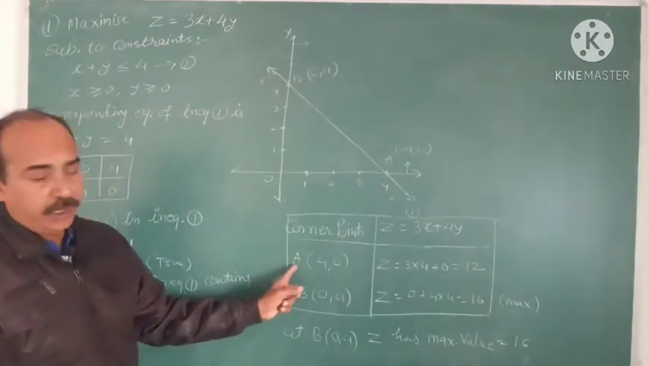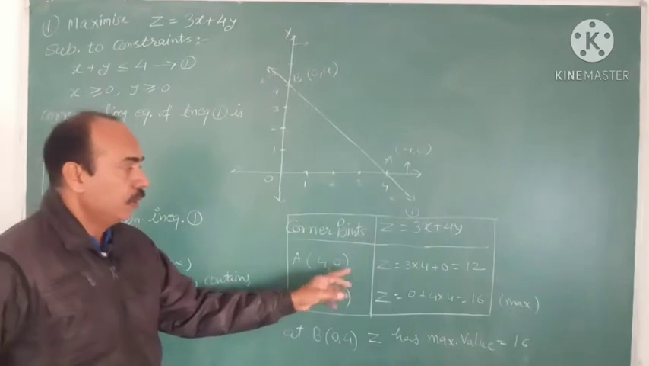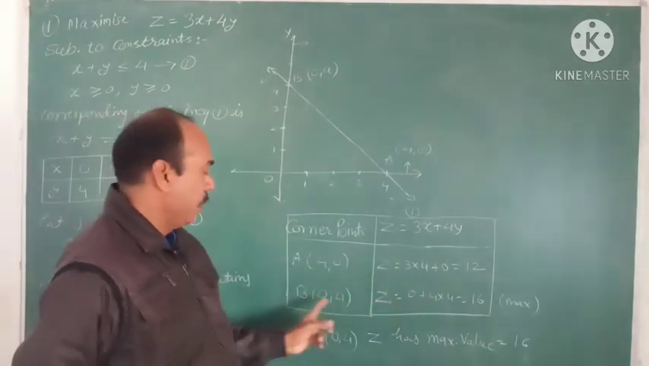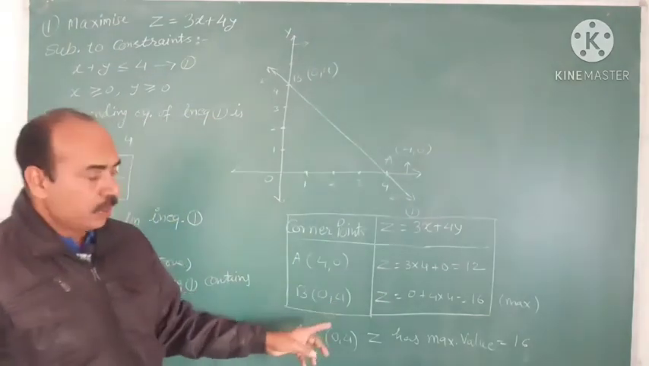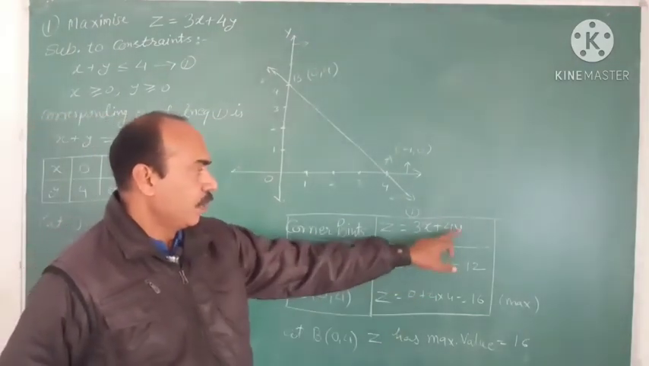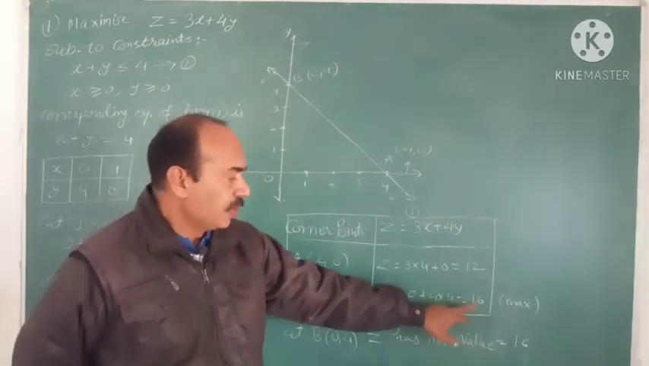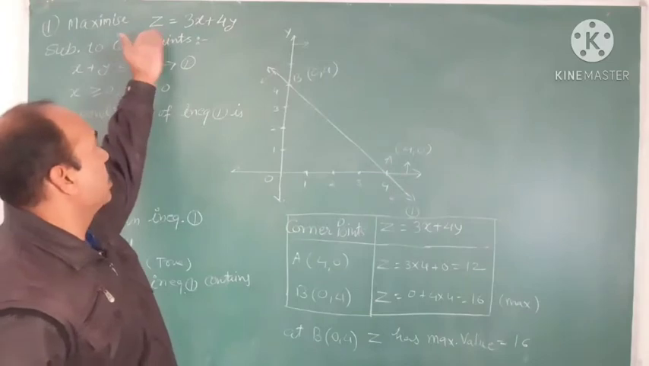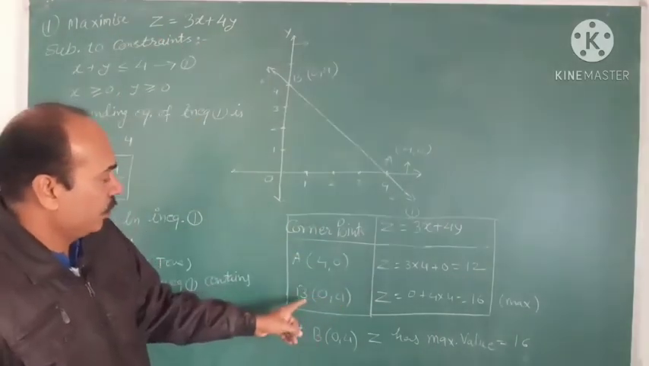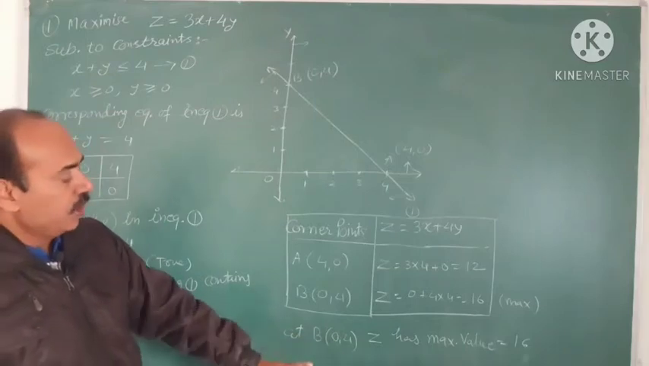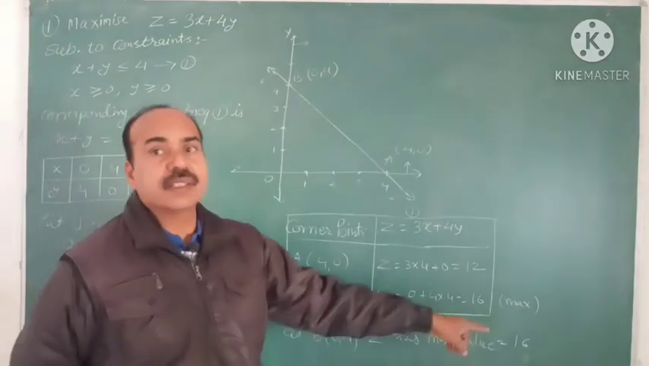So at point A, 4 comma 0, in place of x write 4, so 3 into 4 plus 0, it means 12. And at B, that is 0 comma 4, z is equal to, in place of x write 0, and 4 into 4 is 16. So obviously 16 is the maximum value. So our z is maximized at point B, 0 comma 4, where z has the maximum value 16.